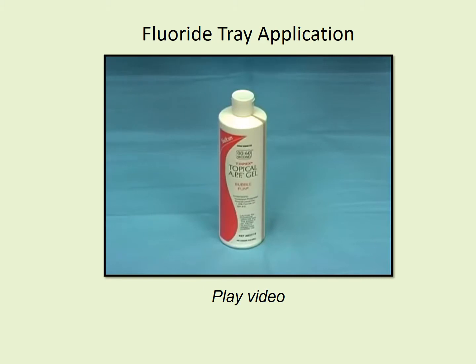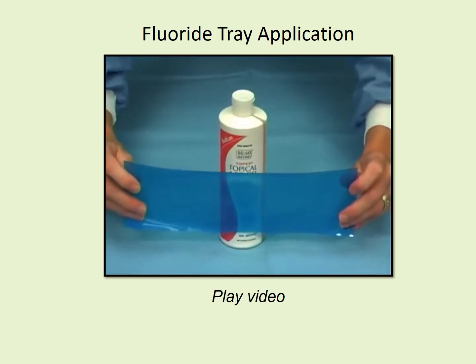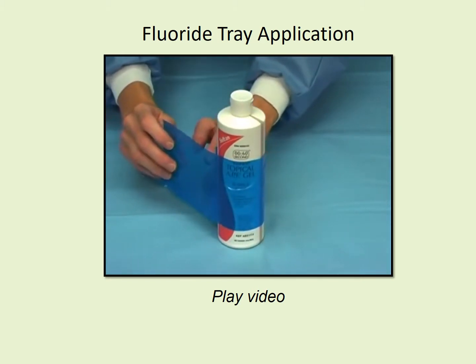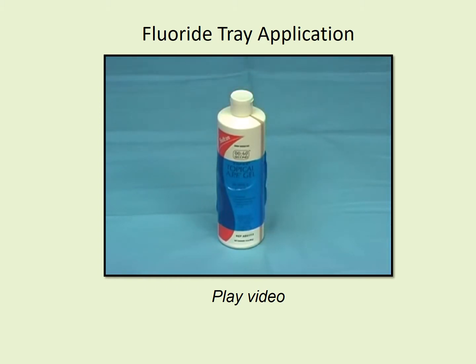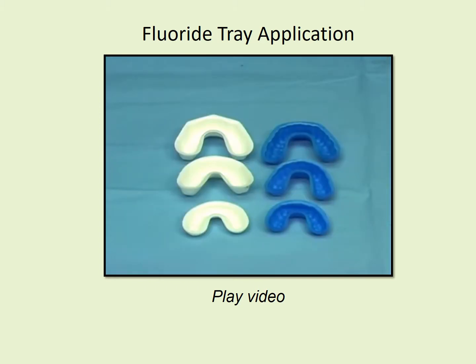Before starting the procedure, place a barrier over the fluoride bottle to reduce cross-contamination and to support the practice of standard precautions. A selection of fluoride trays is available for the clinician's use. There are 2 tray types that can be utilized, 1 for the maxillary arch and 1 for the mandibular. These trays also come in a variety of sizes: small, medium, and large.